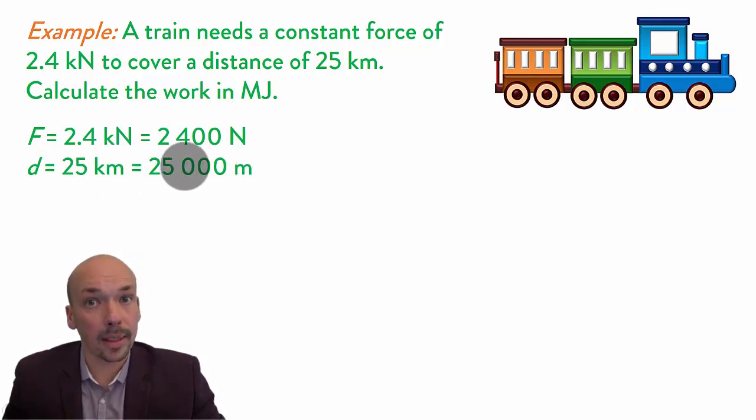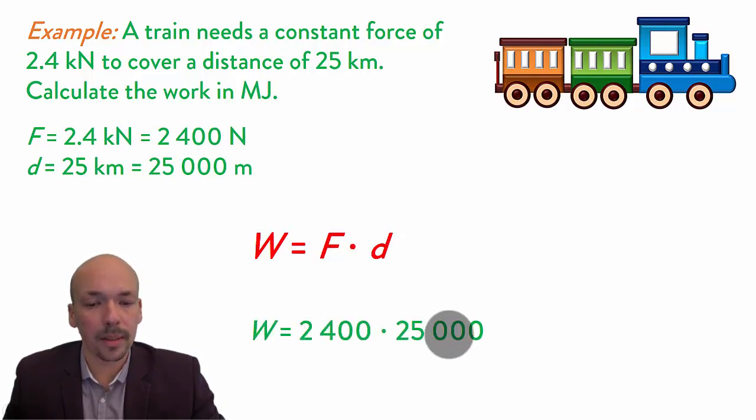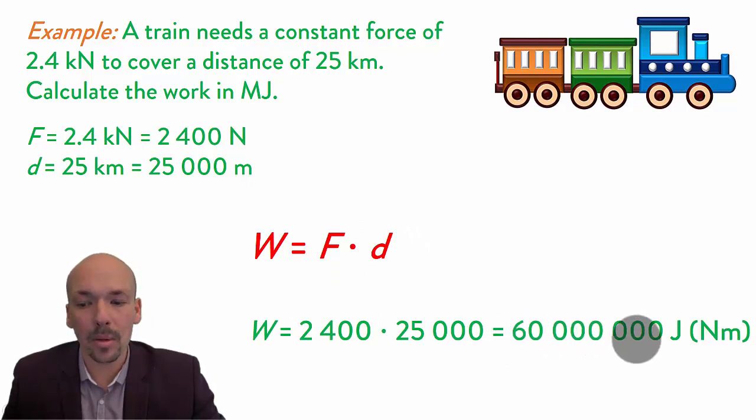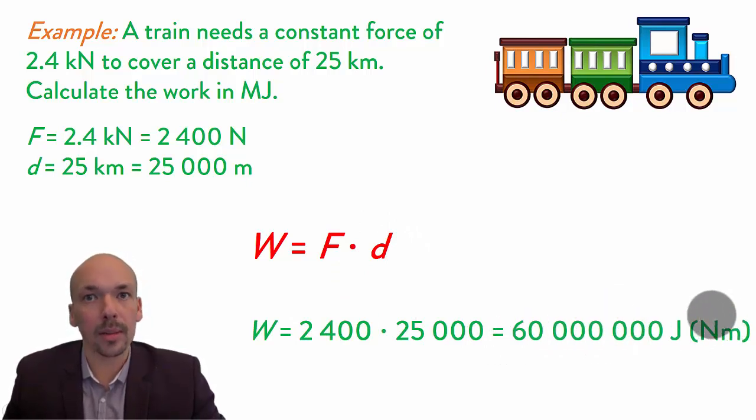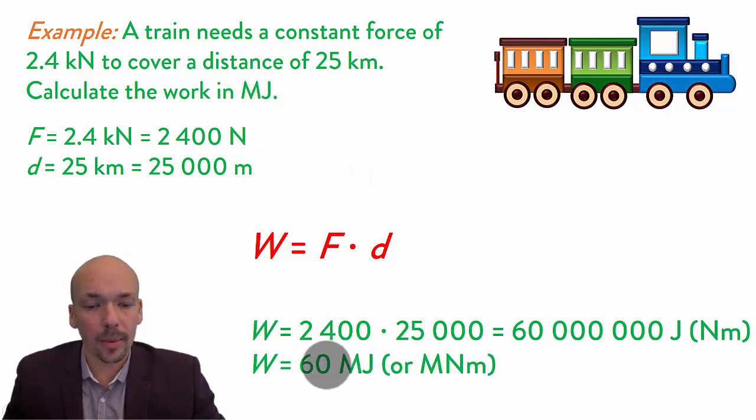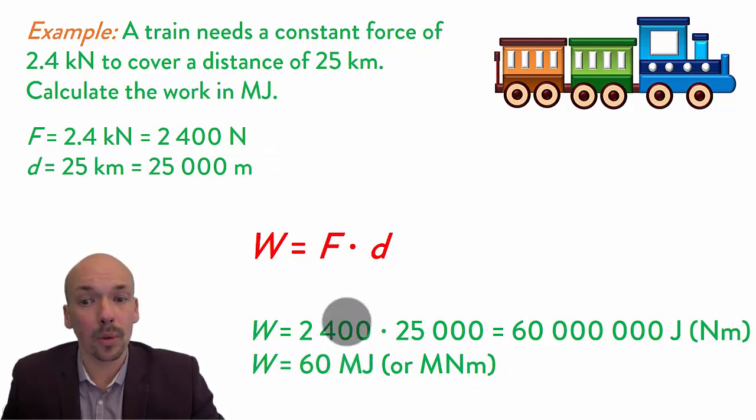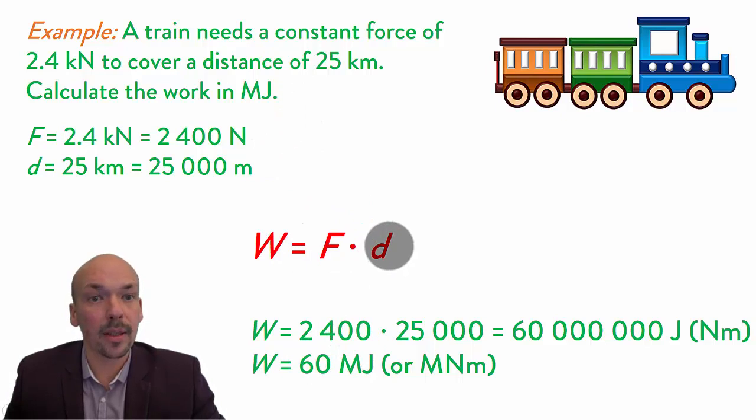And now we can calculate the work with this equation, and we have to multiply the two. So we multiply the force with distance, and then we have this number, 60 million joules, or Newton meters. You can use either of these two, they're both correct, they both are the unit of work. Of course, it needs to be in megajoules, so we have to divide by a million, and then we have 60 megajoules. Of course, that's the same as meganewton meters. But in this case, we wanted megajoules, so that's why I put megajoules here. So 60 megajoules is the amount of work the train needs to cover this distance when having this force against it.